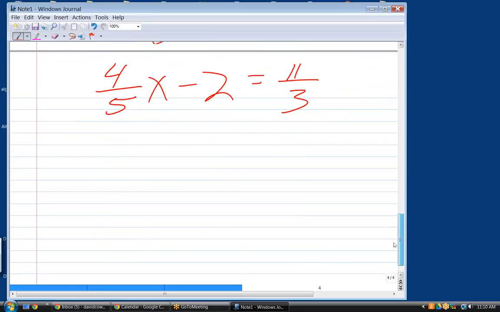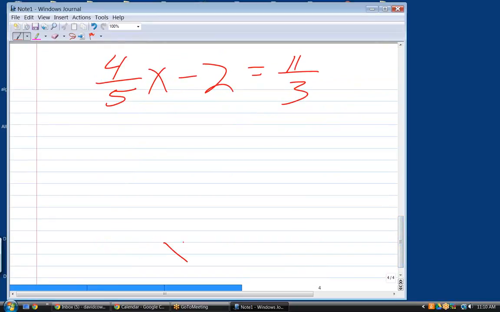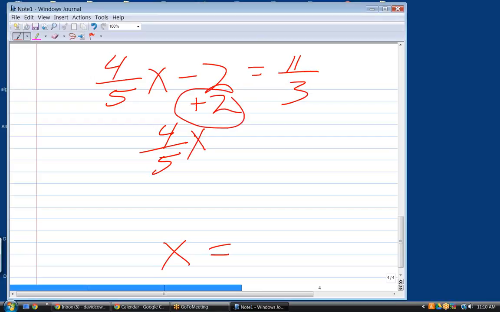Okay? Remember, our goal is to get to the bottom and have x equal something. So what's the next step? Add 2 to both sides. Okay. It's going to get rid of it on the left. I could write it if it makes you feel comfortable, but I don't feel the need to do that. It's kind of an unnecessary action. After you do enough equations, you won't need to do this. But for now, we'll go ahead and do it.